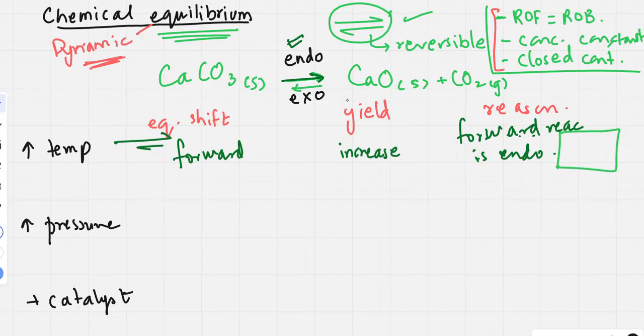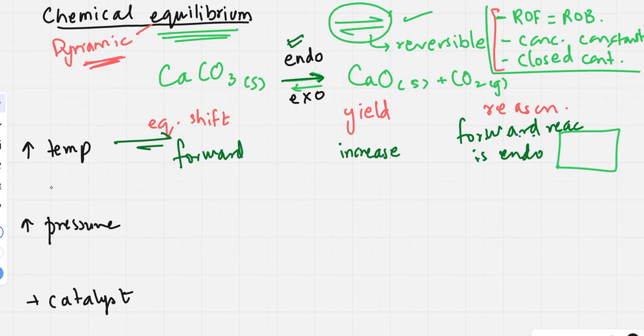What is yield? Yield is the amount of product produced. So the equilibrium has shifted forward. Why? Because this is an endothermic reaction. Endothermic reactions absorb heat energy and would produce more of the product. I hope you understand it.